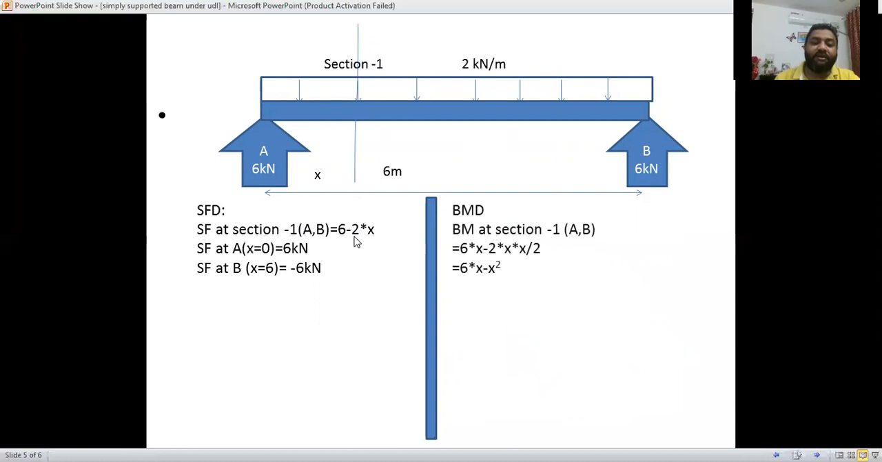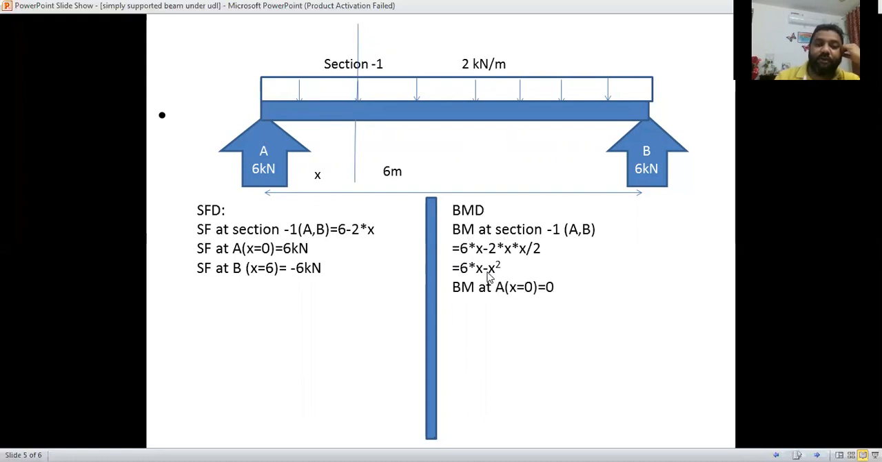Now the bending moment at section 1, what is the bending moment? 6 into x. It will produce a clockwise moment, and left side clockwise we are taking as positive according to our sign convention. Minus 2x is the load, and it will act at the midpoint of this length, and the midpoint is x by 2. So it is 2x into x by 2. So ultimately I am getting the bending moment at section 1 is equal to 6x minus x square.